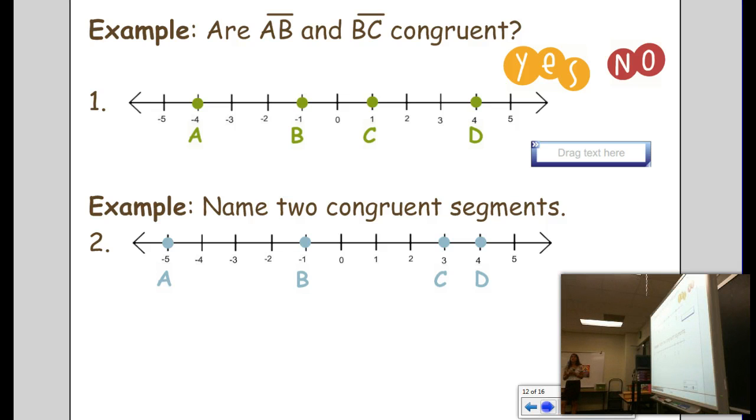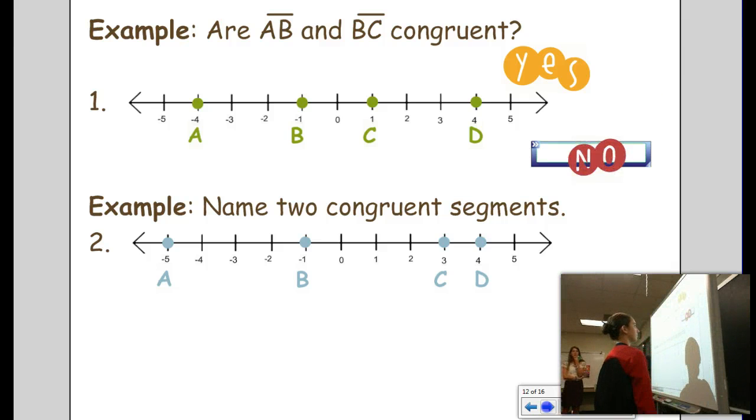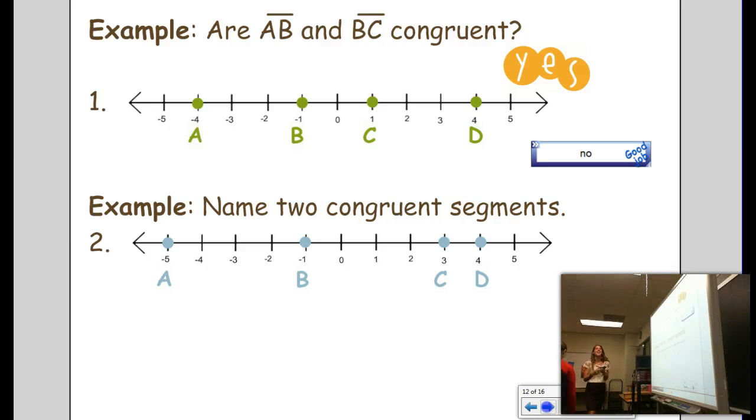I'll actually let you volunteer because you have to walk all the way up to the board. Does anyone want to do number 1? Number 1, number 2. Elijah, okay? Work on number 2. Are AB and BC congruent? Try again. Oh, it just took a second. No, good job. Very good. They are not congruent. How long is AB, Jose?